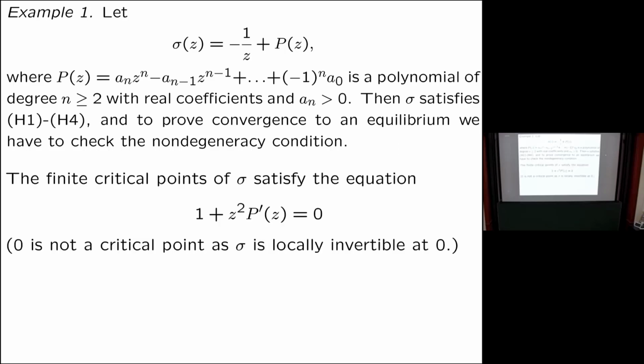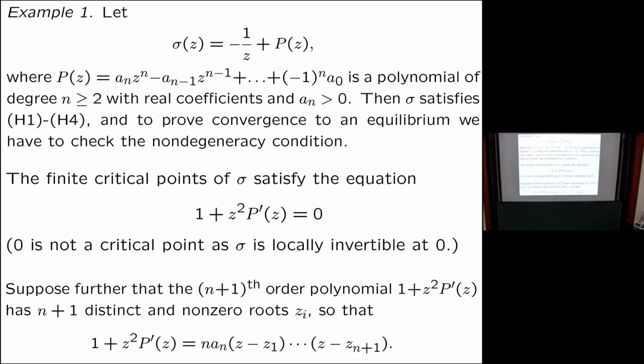So what are the critical points of sigma? The finite ones, and that's why we differentiated, satisfy the equation 1 plus z squared p prime of z equals 0. Now, 0, the pole, is not a critical point, because if you change to 1 over z, you see that it's locally invertible at 0, so it's not a critical point.